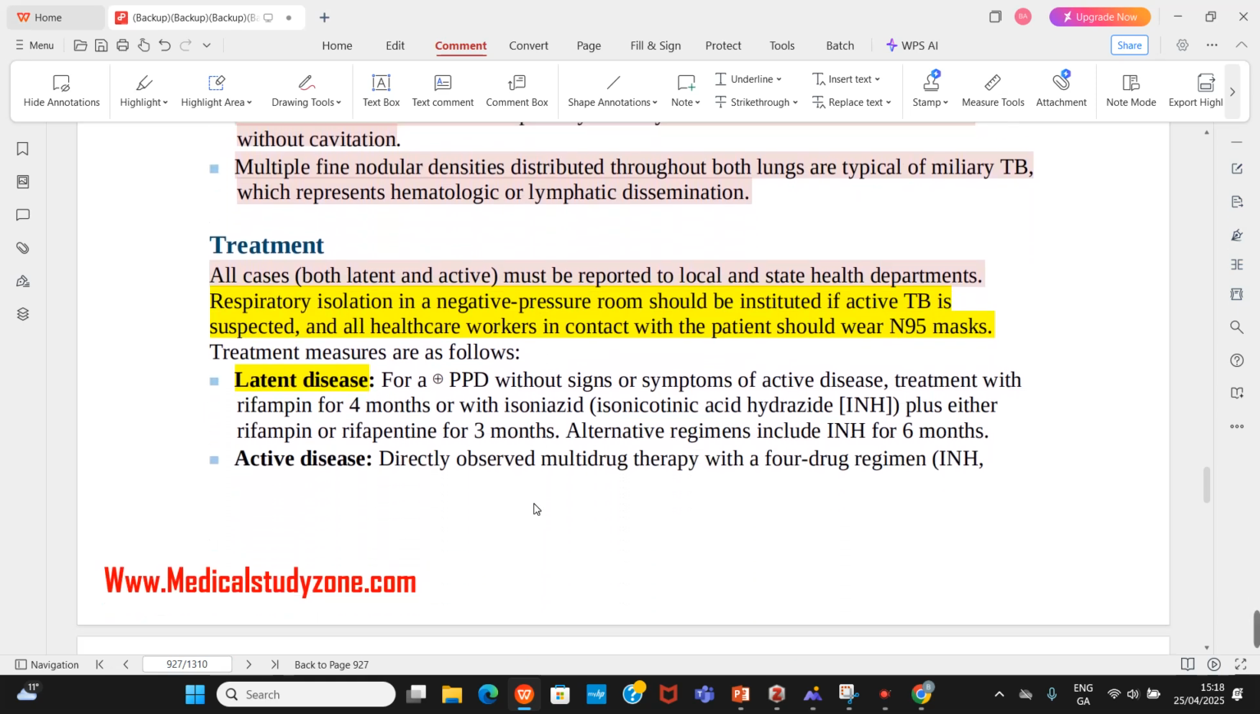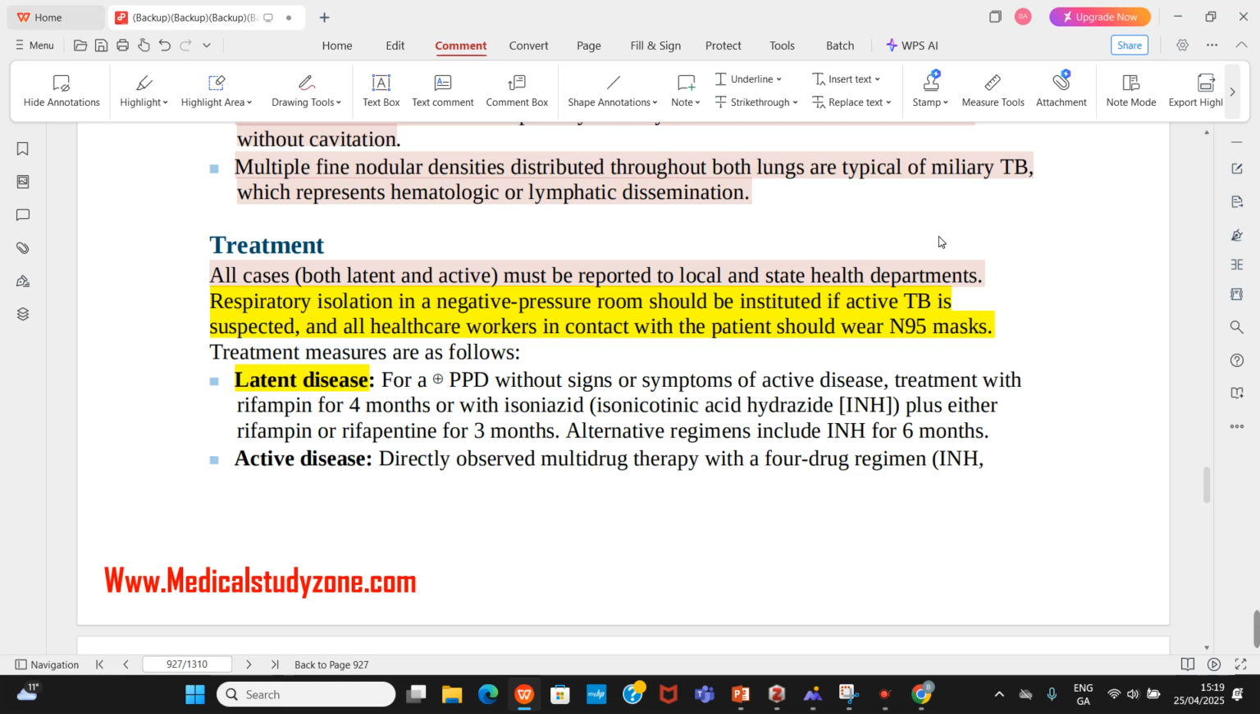So, how do you treat somebody with tuberculosis? Don't forget, both latent and active tuberculosis must be reported to the local and the state health departments. Very important. And don't forget, people with tuberculosis, you want to take airborne precautions.